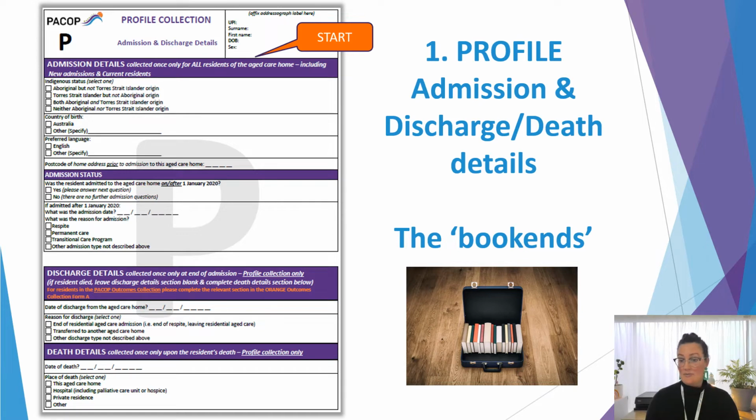During their stay or their admission, they might have a couple of assessments under the profile or a deteriorating resident tool. And then if they're discharged from the aged care home or if they're deceased, we come back and we complete the bottom section of this tool. And that signifies the end of their enrolment into the profile collection.